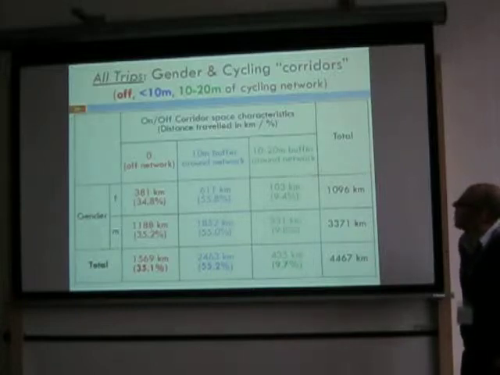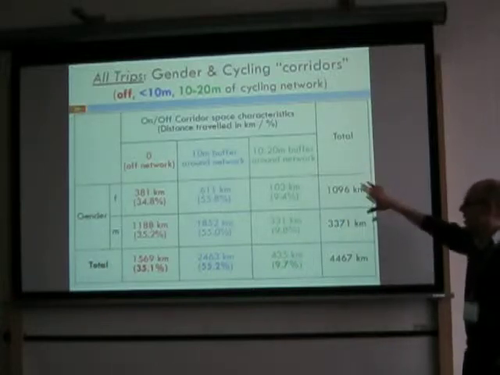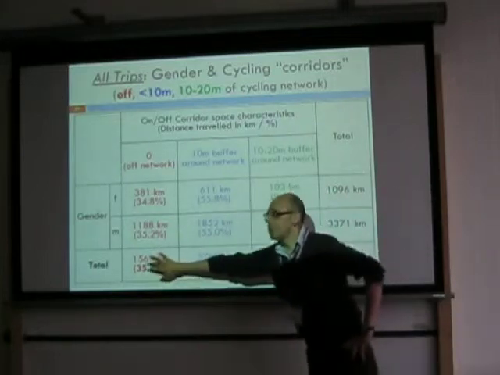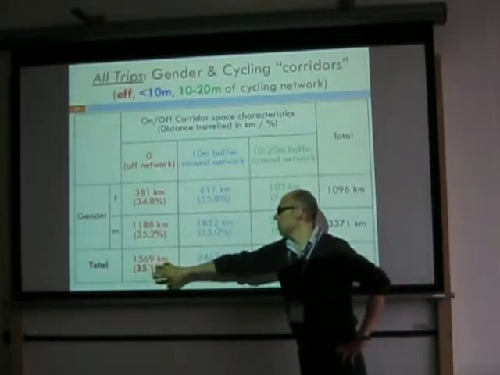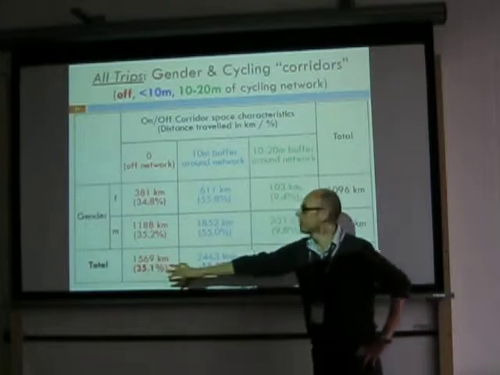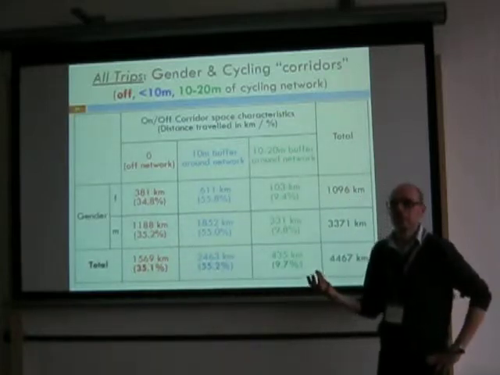So, okay, this is all the trips we collect data for. The red lines are the ones outside that we want to focus on. 35% of the kilometers cycled are outside this network. Now, what does this mean?